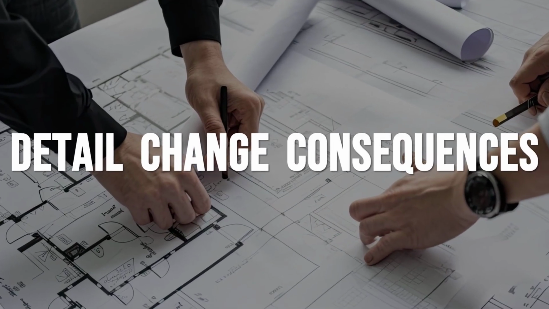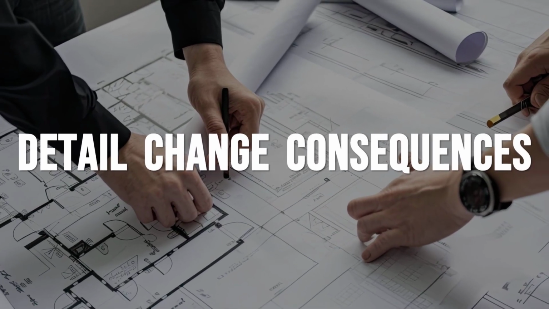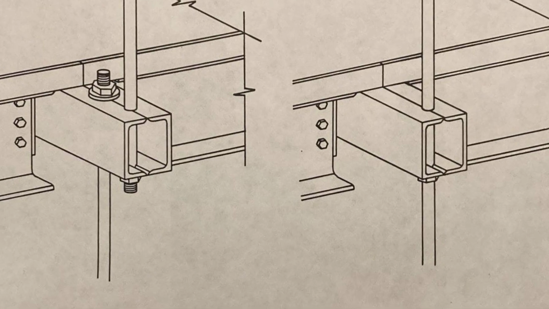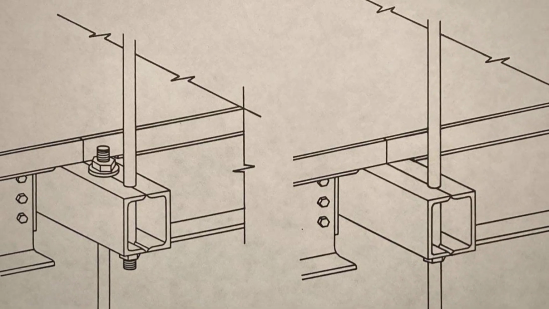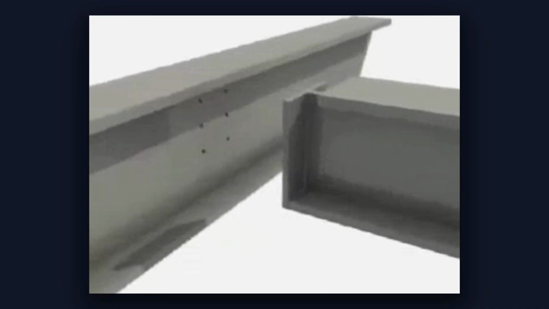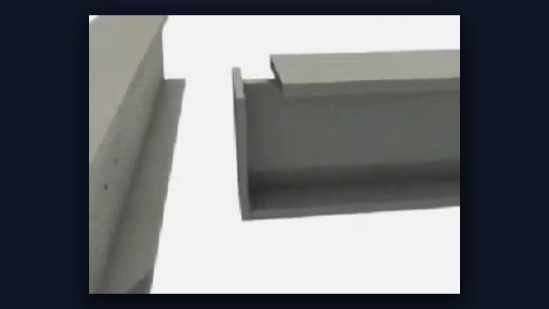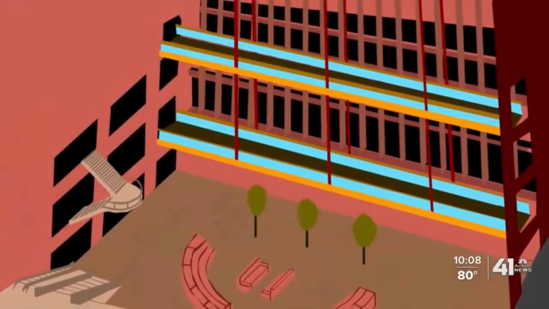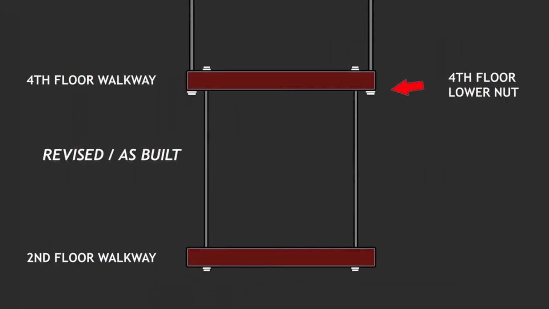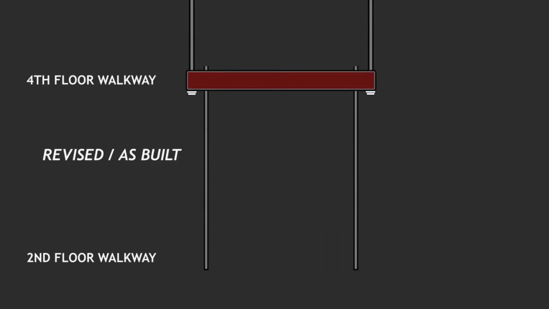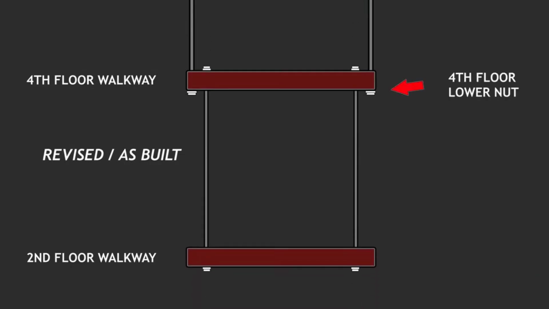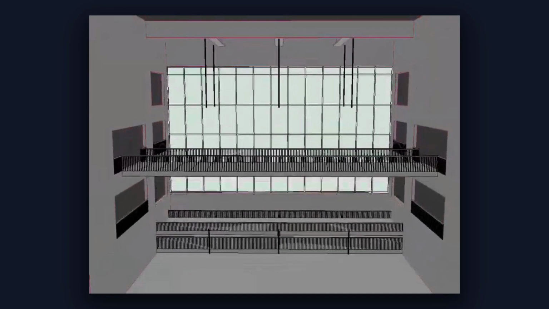Shop drawings from Haven Steel arrived with a subtle but decisive change. Instead of a single hanger rod running through both walkways, the new detail split the rod into two segments joined by a nut and washer at the fourth-floor box beam. On paper, the geometry looked similar. In practice, it altered the way forces moved through the structure. The upper rod now ended at the fourth-floor beam, bearing down on the top flange. The lower rod began at the underside, carrying the second-floor walkway below.